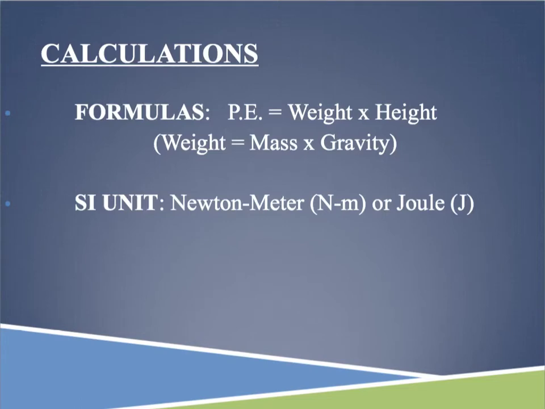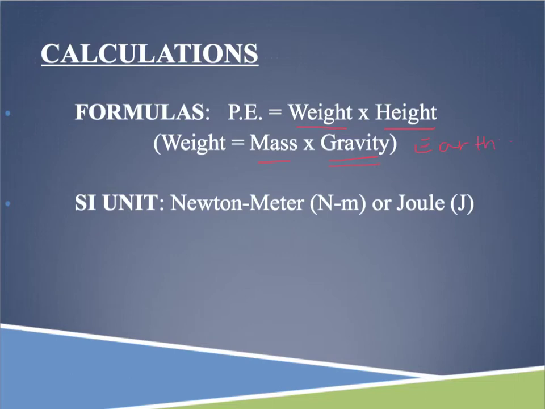So there are some ways that we can calculate how much potential energy an object has as long as we know some information about it. So potential energy is equal to the weight of an object times the height of an object. And we've discussed before at the beginning of this year that weight and mass are actually not the same thing. Weight is actually mass times the gravity, or the force being pulled on it. So in this case we're talking about Earth's gravity.